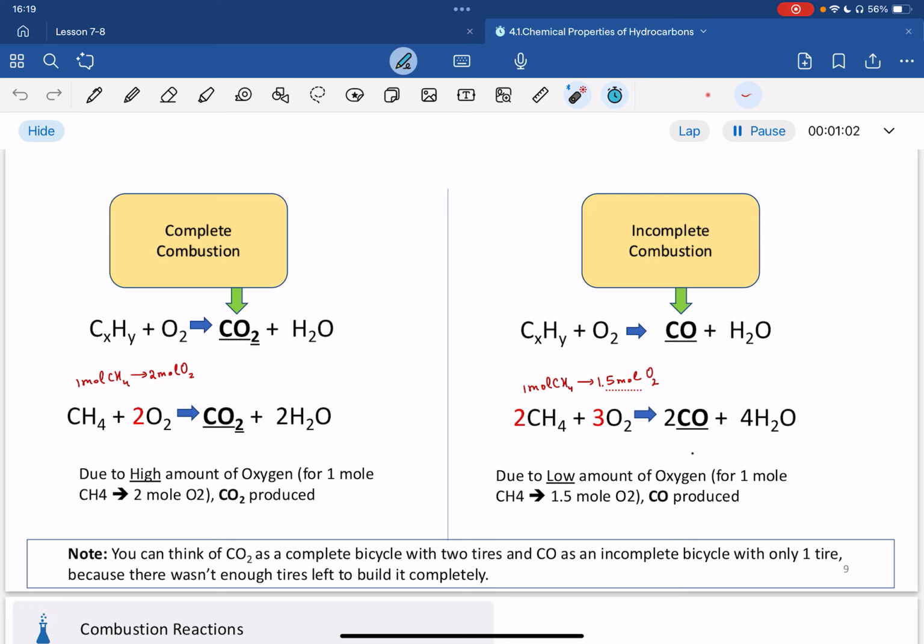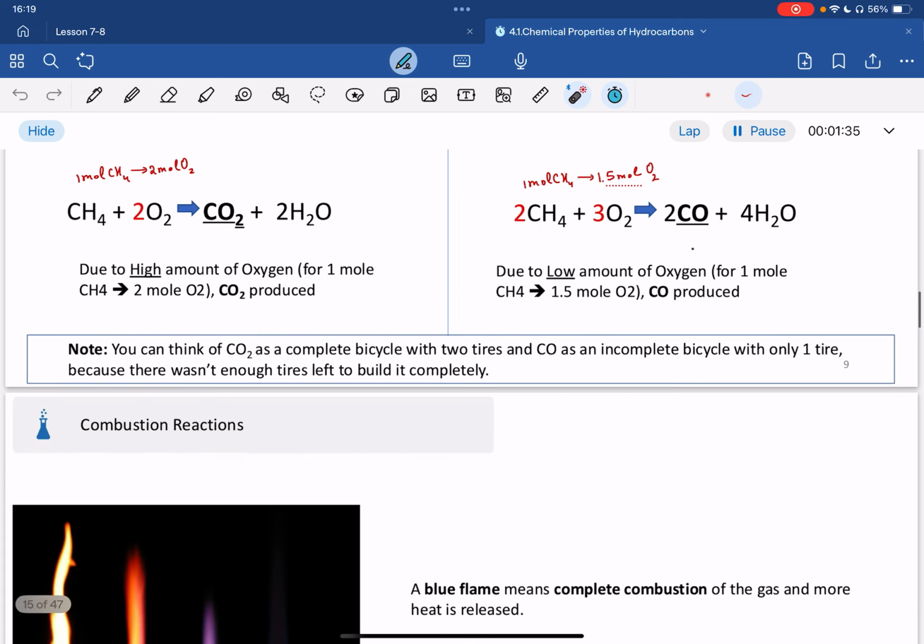Also remember that for complete combustion, we have a high amount of oxygen per 1 mole of any organic molecule, but we have a limited, low amount of oxygen per 1 mole of alkane or organic molecule for incomplete combustion. Remember, for incomplete combustion, we are getting carbon monoxide. Please don't forget that in the questions. Also check for these keywords, either complete or incomplete, because the answers will be based on that.